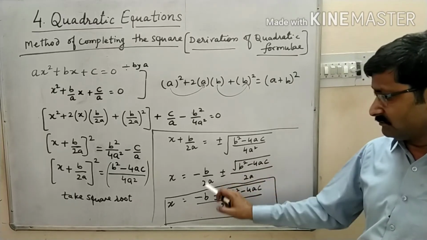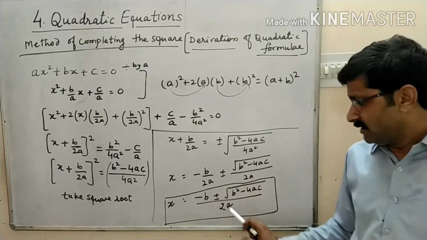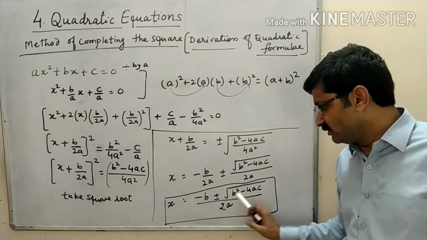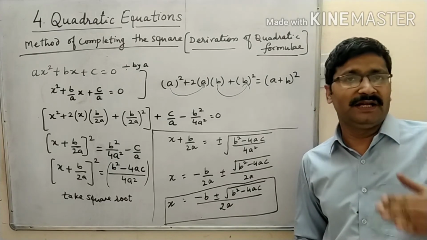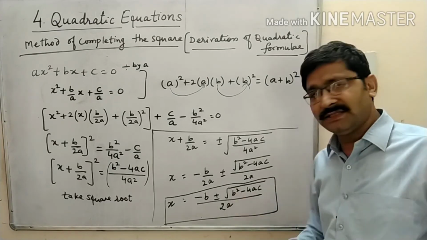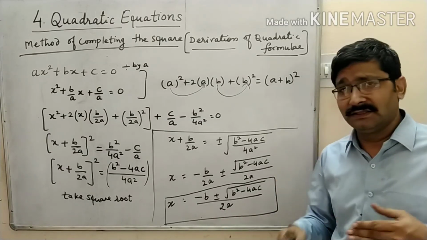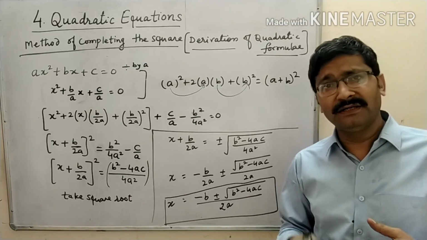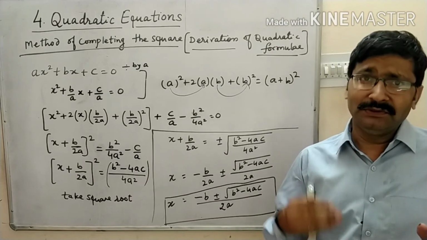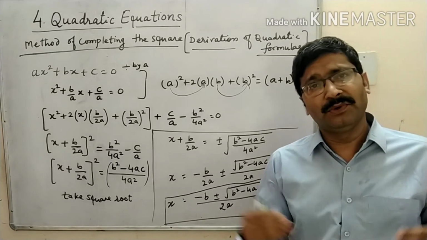Now these 2 terms you have, and with 2a you can take the LCM, so you get minus b plus minus root b square minus 4ac upon 2a. This is the value of x. Here we get two values of x, one for plus and the second for minus. So look here, this formula we have derived. This formula is called the quadratic formula: x equal to minus b plus minus root b square minus 4ac upon 2a.